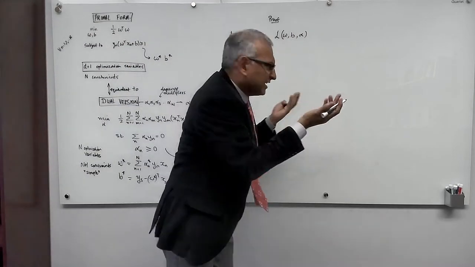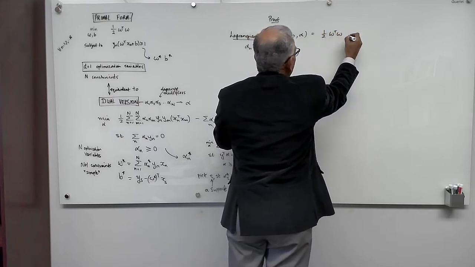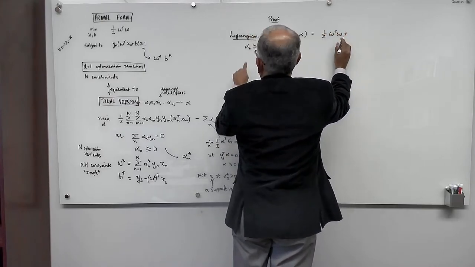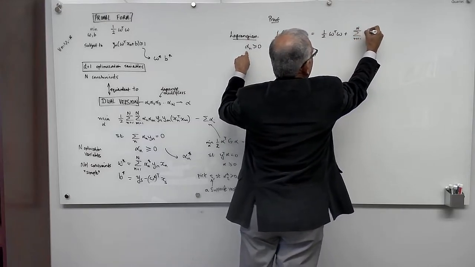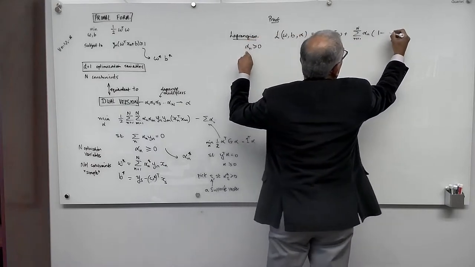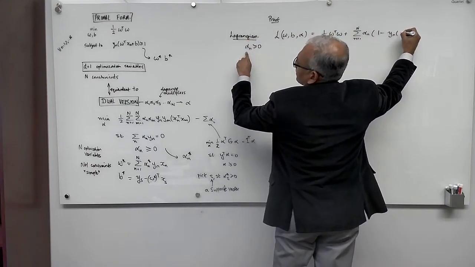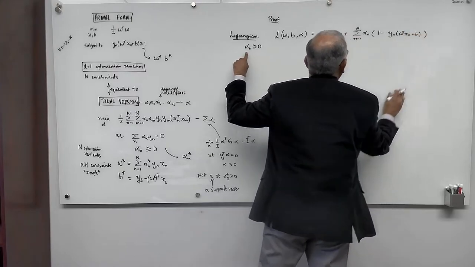You can't argue with me, I'm defining a function. So this is 1/2 w transpose w, plus, for each Lagrange multiplier, the sum over n equals 1 to big N of alpha_n times (1 minus y_n (w transpose x_n plus b)). Okay, so that's the Lagrangian.